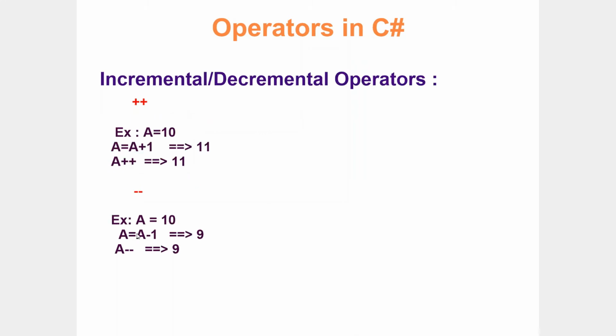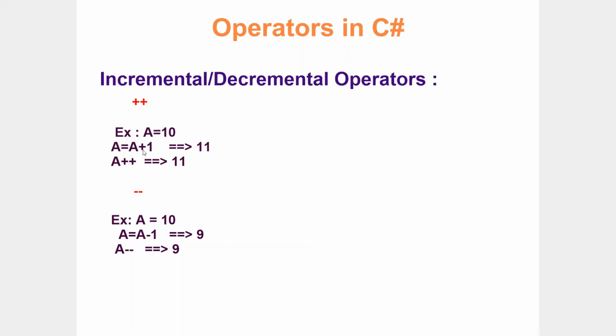Next, incremental or decremental operators. This is not an operator, this is a kind of concept. It will reduce some complexity and some burden on the developer, but it's not an operator like plus, minus, multiplication and division. This is a feature provided in many programming languages. For example, there is a variable a is equal to 10. So what is the value of a? 10. I want this to be incremented by 1. How do you write it? a is equal to a plus 1, right?